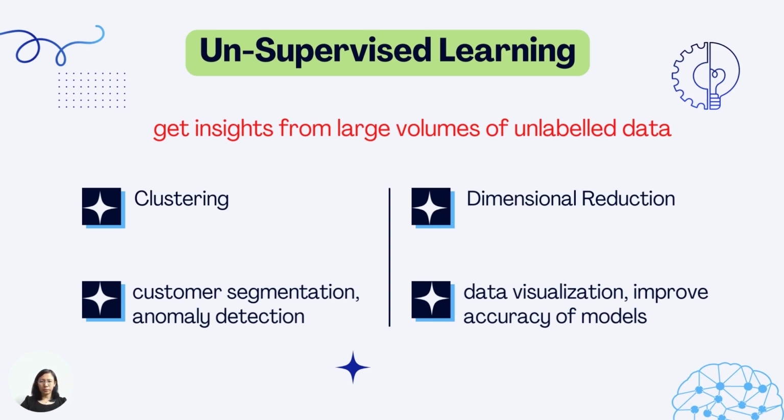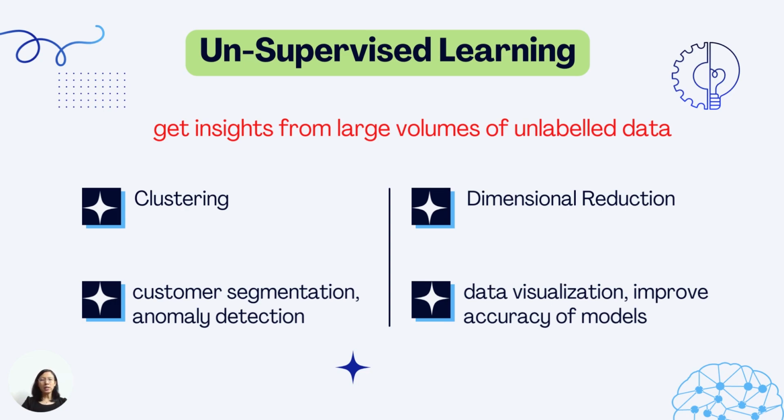So in the unsupervised learning method, right, we are given the data set, but we are not told what to do or what the data is about. So what we try to do is extract the information from this unlabeled data using the unsupervised learning method. There are two main categories. One is clustering, one is the dimensional reduction method.